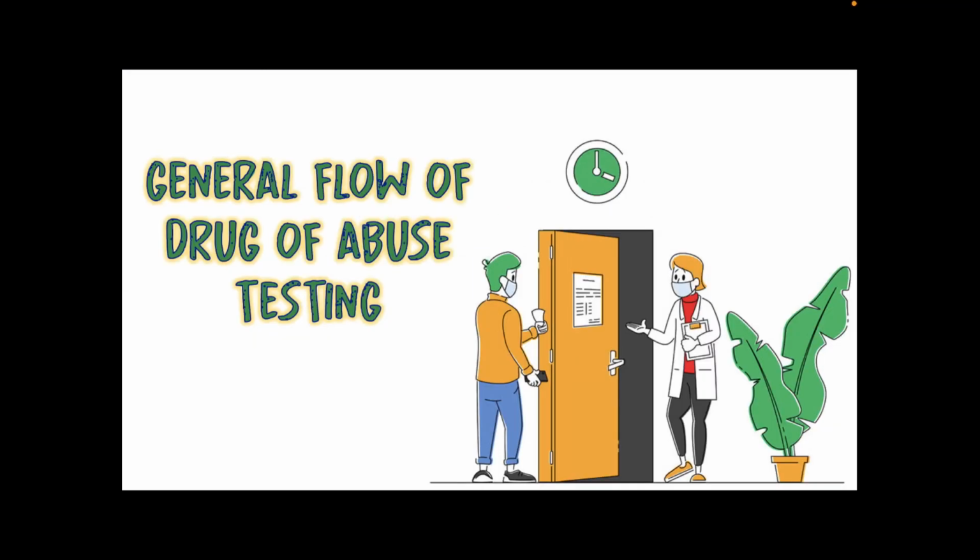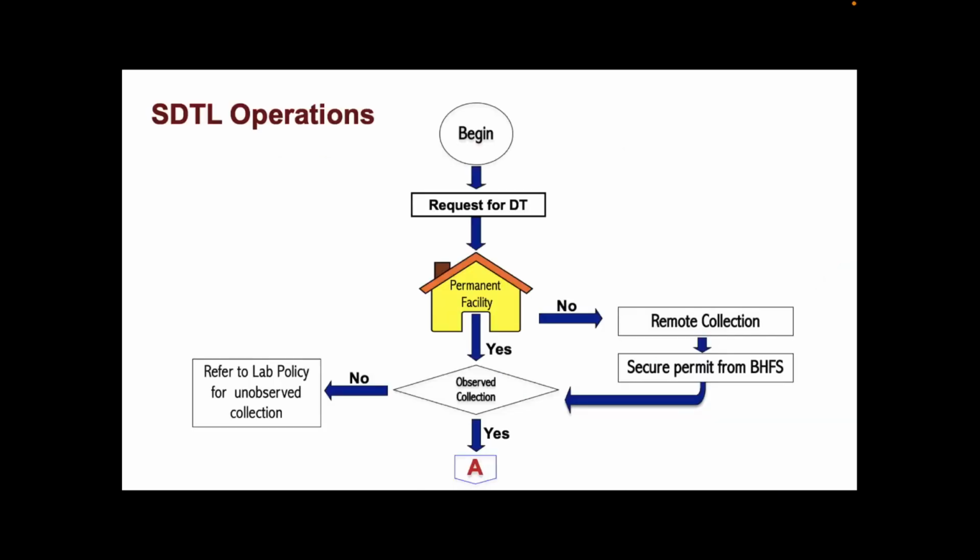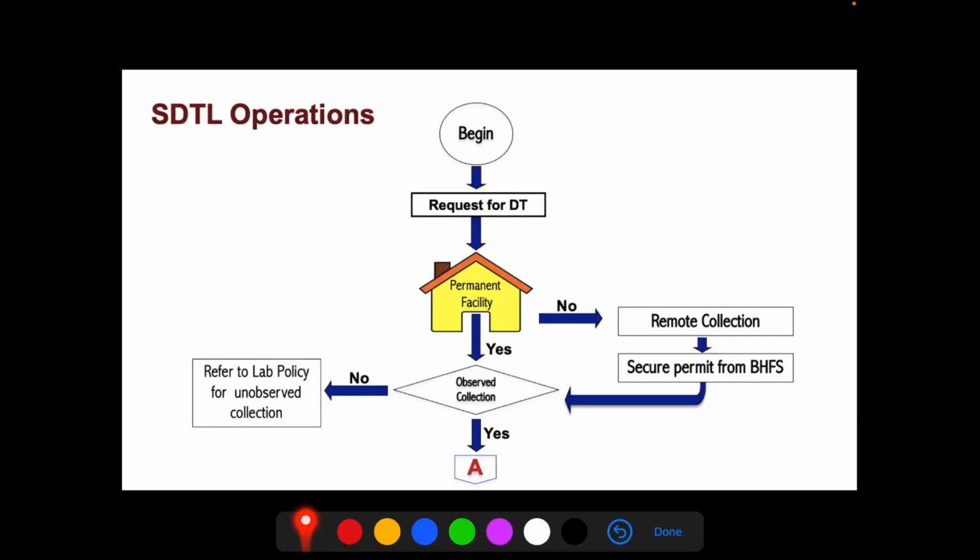Now let us go through the general flow of drug of abuse testing. If there is a request for a drug test, and the test is to be conducted in a permanent facility, then the donor is to be referred for observed collection. But if not, refer to laboratory policy for unobserved collection. And if the drug test is to be performed in a remote collection area or facility, then a permit must be secured from the BHFS, the Bureau of Health Facilities and Services. If the permit is secured, then observed collection can be done on the donor.